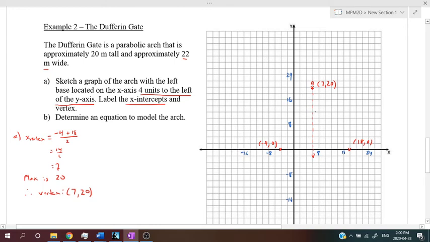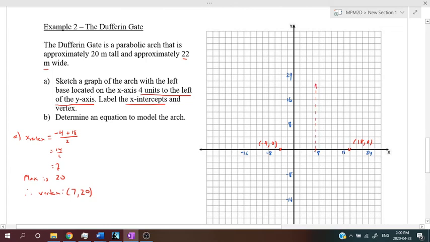Label the x-intercepts and vertex. Sketch a graph of the arch. So I'm going to do that. Now this arch, since it's a physical object, oh, that's going through 6, isn't it? You guys get to see me make lots of mistakes today, don't you? Right, because this is 2, 4, 6, 8. That should be 7 right there. My goodness. Okay. That's better.